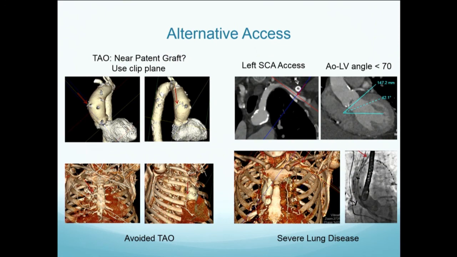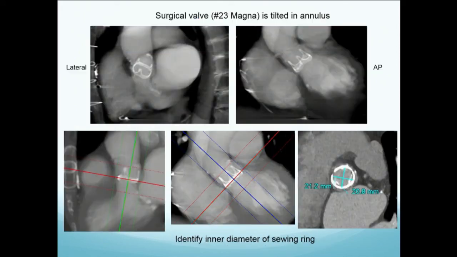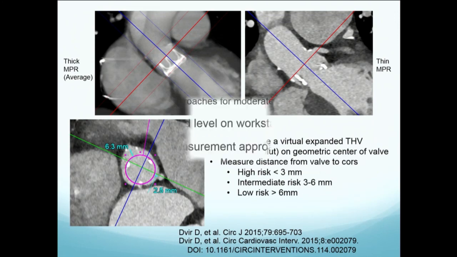Now, I think this is one of the more important things: looking for tilt in valve-in-valve. It's two things: the tilt of the surgical valve, and then how is the sinus and how does it accommodate it. And here's one that's heavily tilted. And then you can see you place the virtual THV and make a determination of risk.